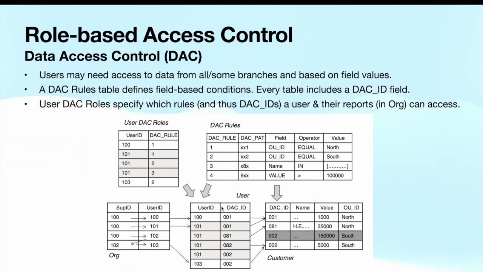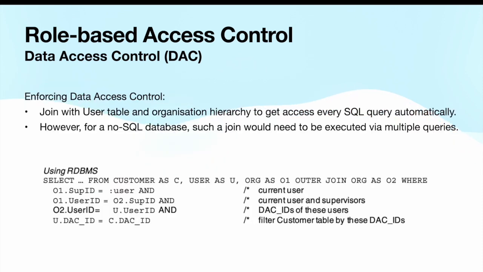This seems really robust. So a DAC ID on a customer record, for instance, points directly to the rule that applies to it. How is this enforced efficiently in, say, a relational database? Fantastic question, Marina. This is where relational databases shine. Enforcement is super efficient. You perform a join with the user table and organization hierarchy using the DAC ID as key. This automatically filters every SQL query.